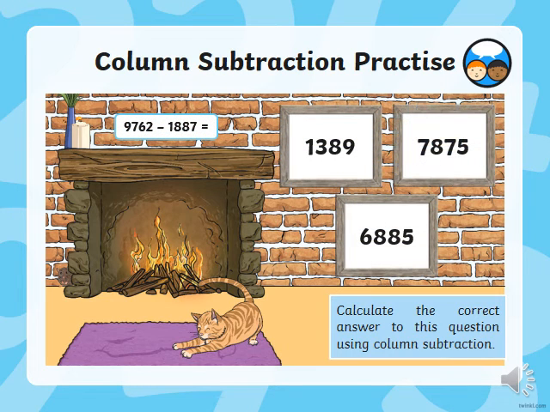Okay, 9,762 take away 1,887. You're going to have a practice here, so you're going to pause the video and have a go. Right, is the answer going to be 7,875, 6,885, 1,389? Let's have a look. It is 7,875.